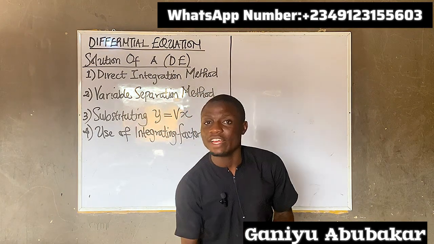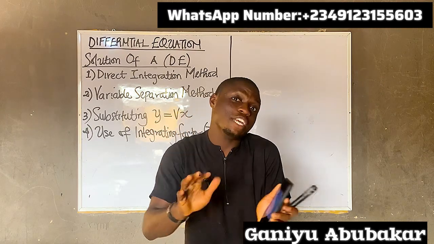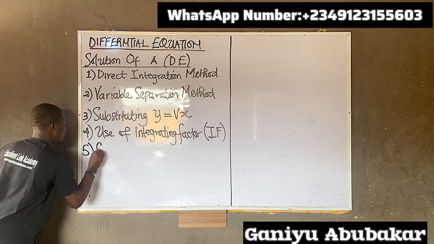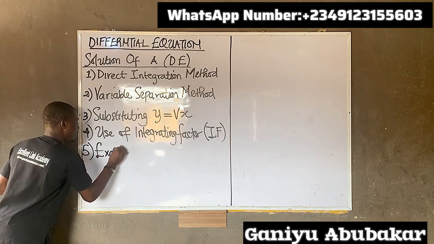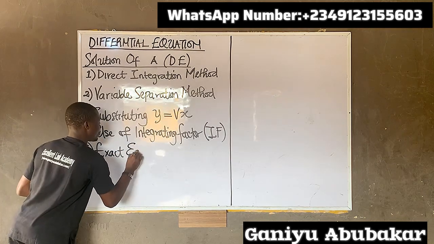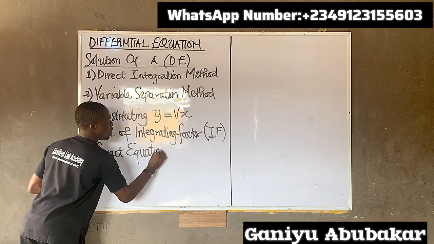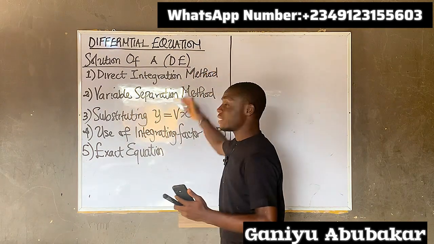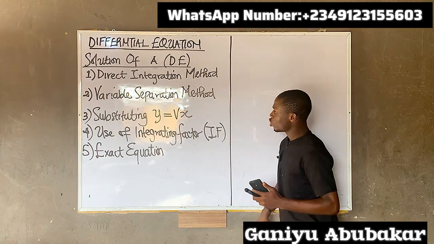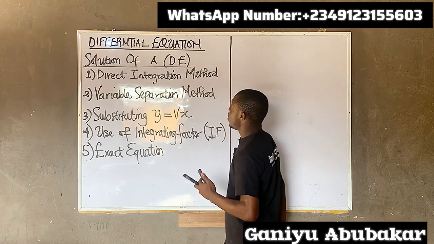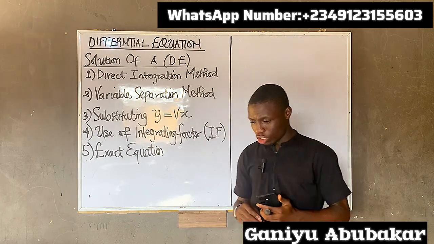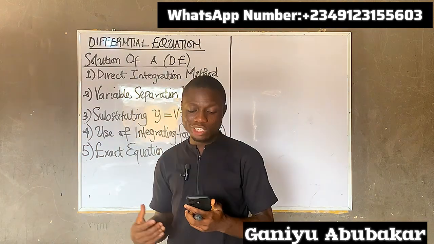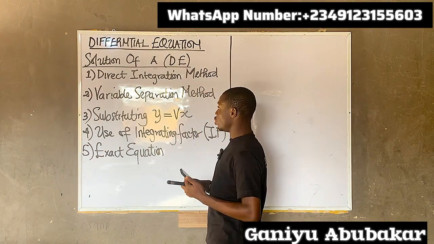Finally, this one here is not a method too. It's just a process. Number 5 is called exact equation. There are some parts where they will say find the exact equation. We look at that much more later. These are the solutions of a differential equation. So we look at these concepts one after the other.